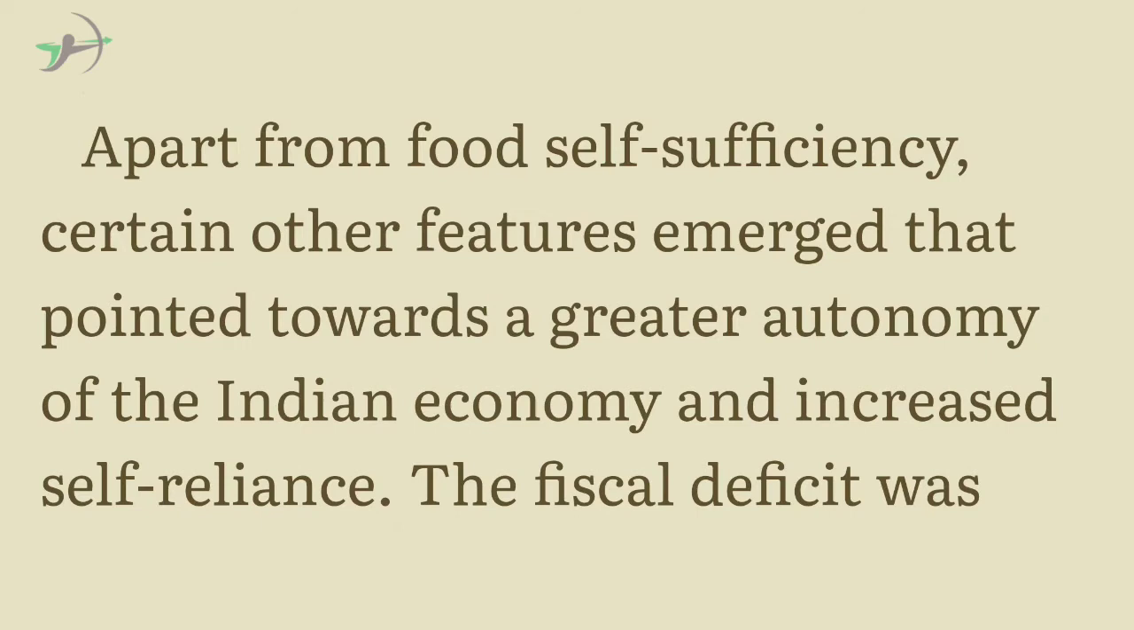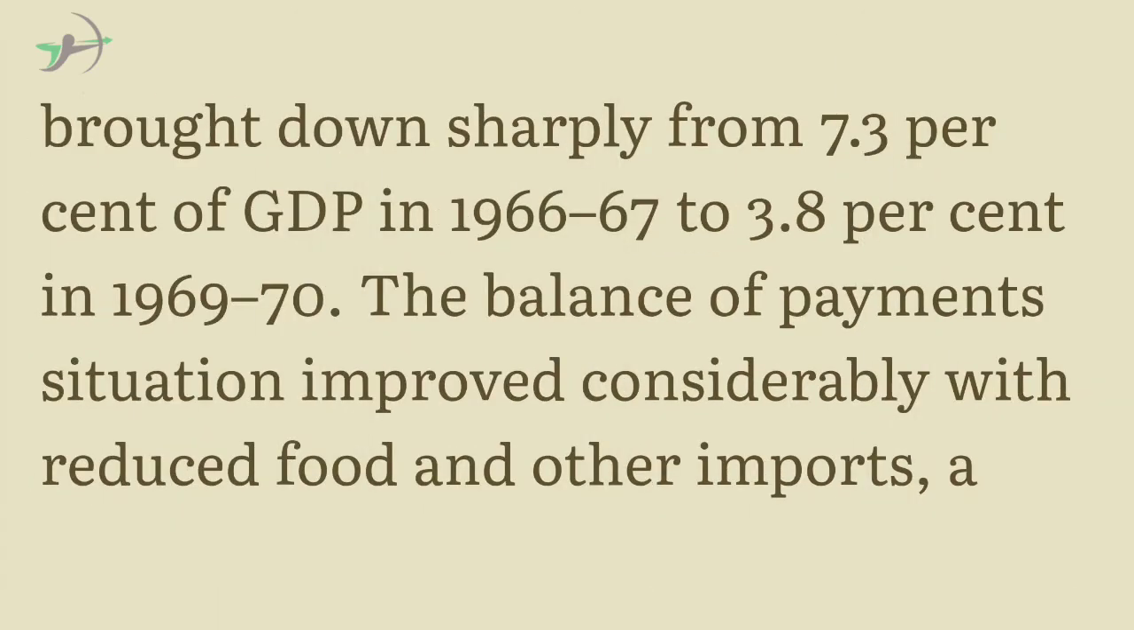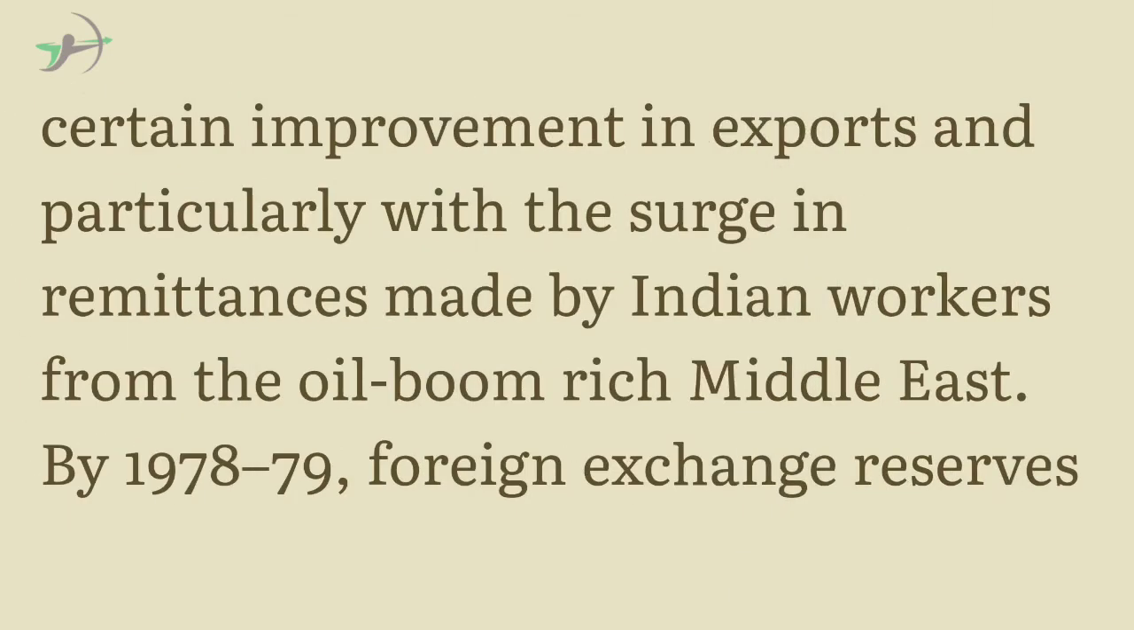self-reliance. The fiscal deficit was brought down sharply from 7.3% of GDP in 1966-67 to 3.8% in 1969-70. The balance of payments situation improved considerably with reduced food and other imports, a certain improvement in exports, and particularly with the surge in remittances made by Indian workers from the oil boom rich Middle East.